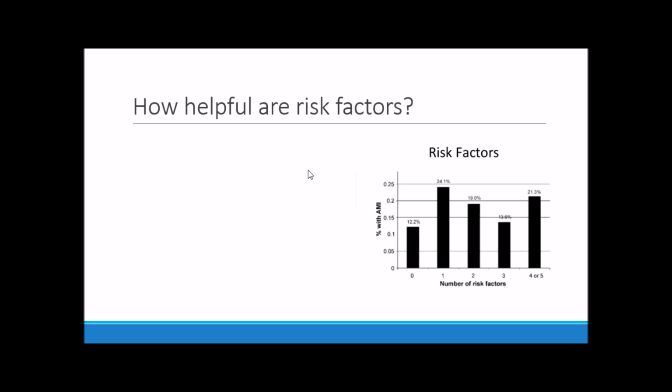So this is a very troubling graph because it doesn't follow a trend. Okay? But particularly, having 0 risk factors was still not really as protective as what we might imagine. So risk factors don't reliably predict the risk of an acute event. So history's not that helpful. Physical exam, we know, isn't that helpful.